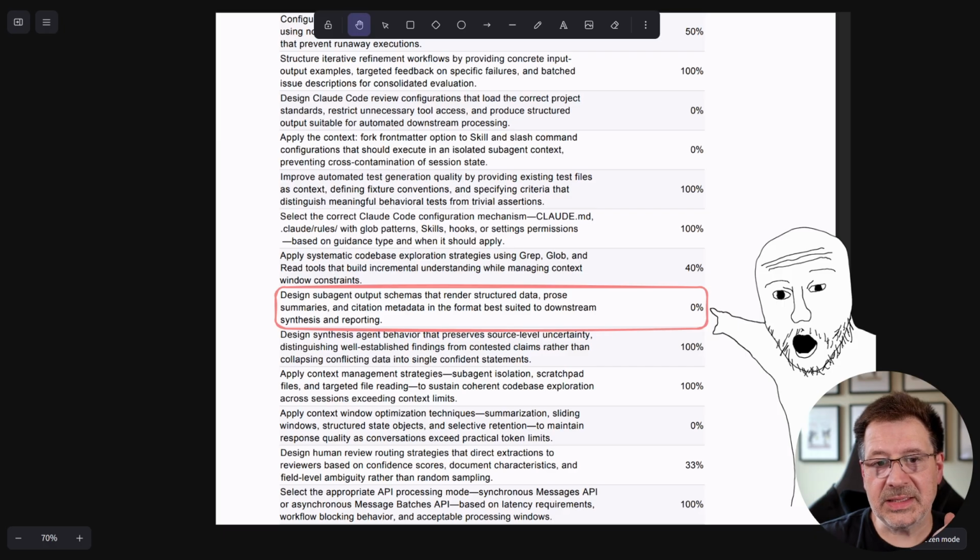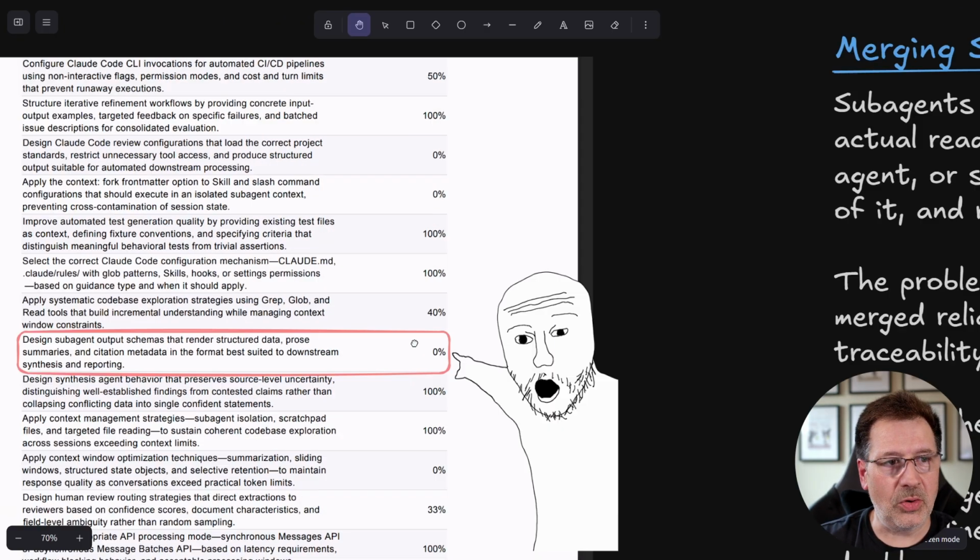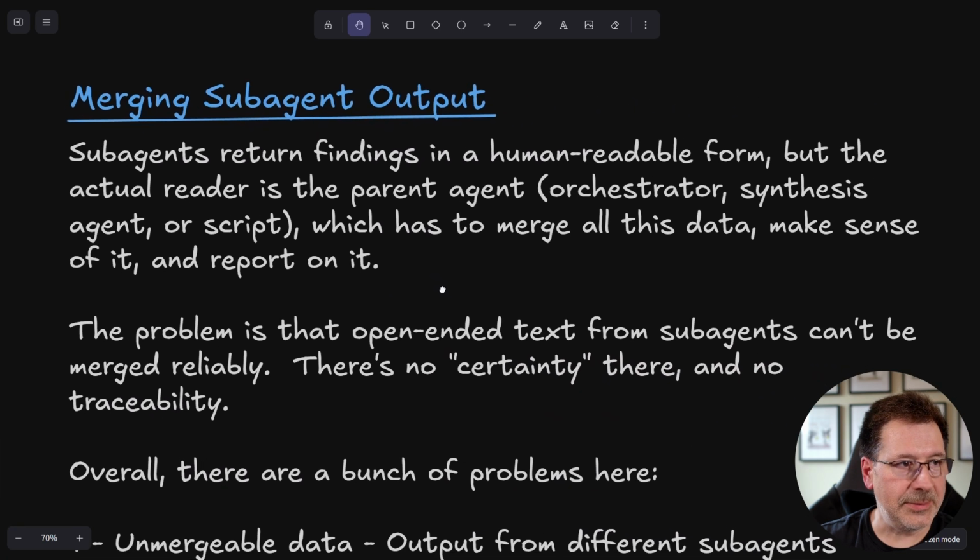All right, next on the list is design sub-agent output schemas that render structured data, prose summaries, and citation metadata in a format best suited to downstream synthesis and reporting. Once again, it sounds extremely complicated and is actually quite simple. And I'm pretty sure for the test, I overthought this one quite a bit.